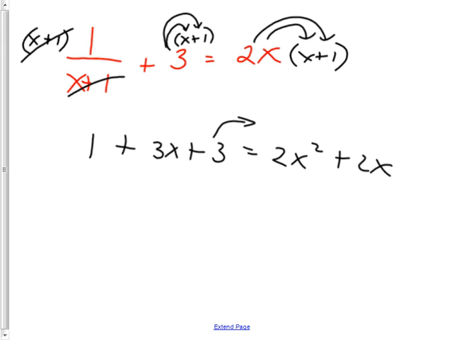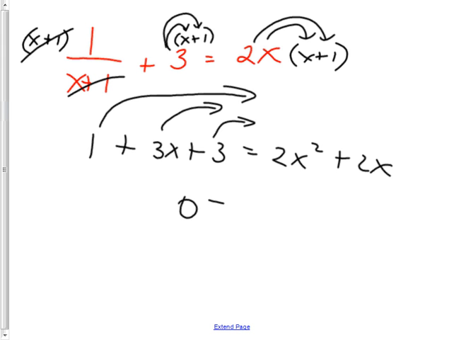Personally, I'd move all this stuff to the other side. That way you can keep your lead coefficient positive. Because see, if I move this to this side, I'm going to get a negative 2x as my lead. And then it makes it a pain in the butt to try to factor. It can be done, but it's just a pain.